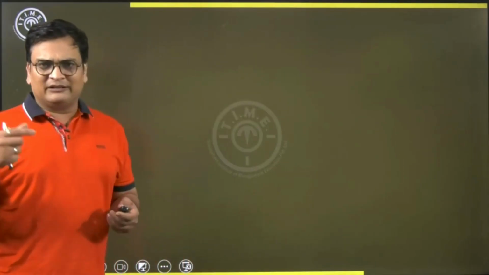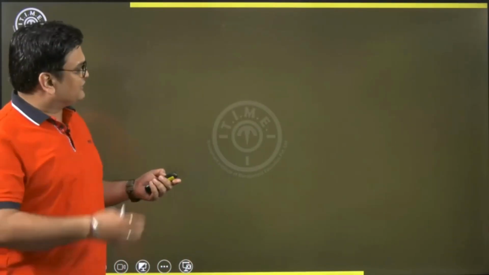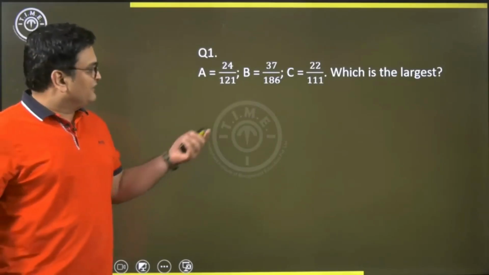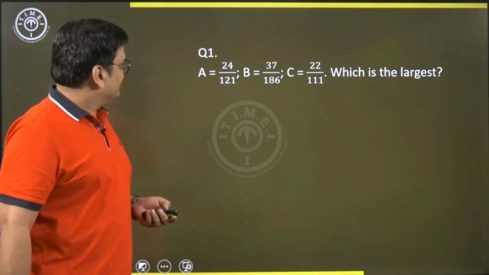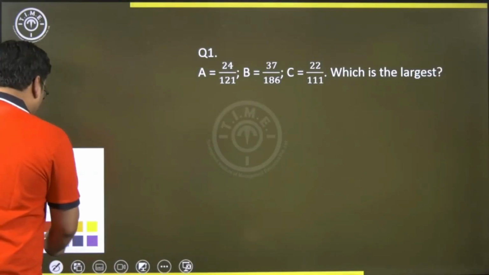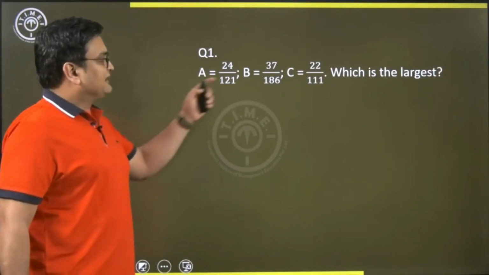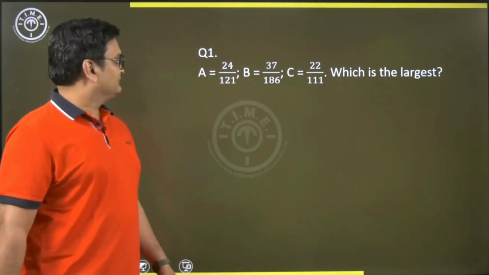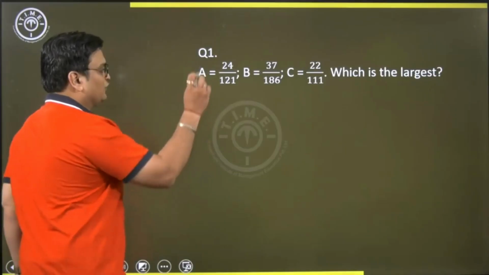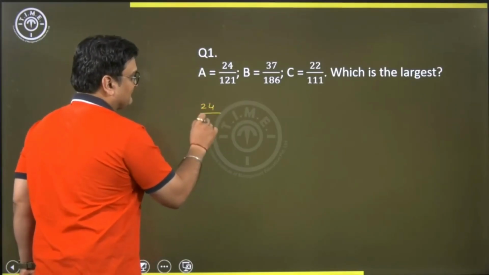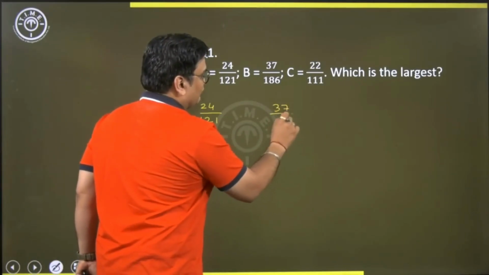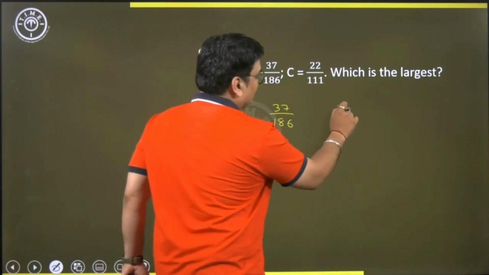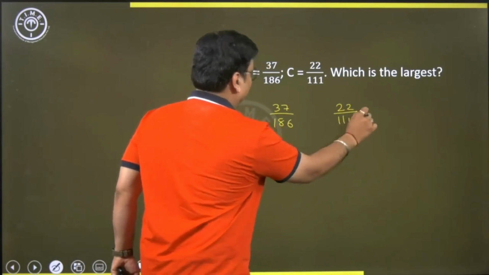So today's class is about how we compare fractions. Without going into the concepts, I would straight away go for the questions. We will try to understand how we can solve such questions. Let's start with the first one. There are 3 different fractions given to us, A, B and C, and we are asked which is the largest. The fractions are 24 by 121, this is A, 37 by 186, this is B, and 22 by 111.